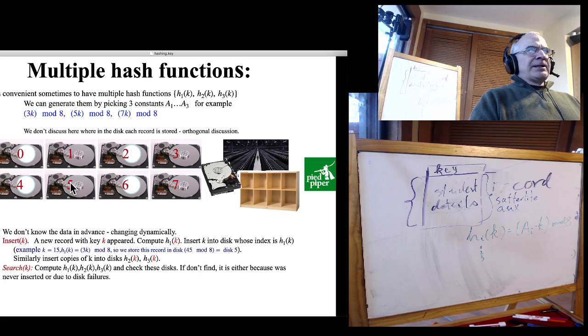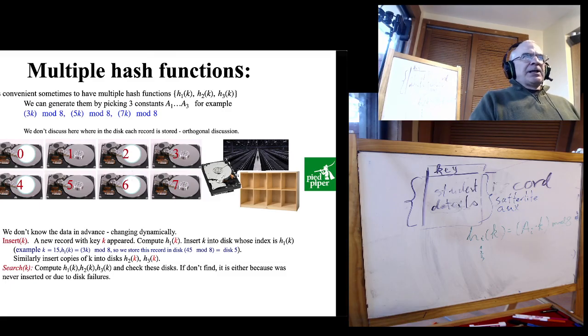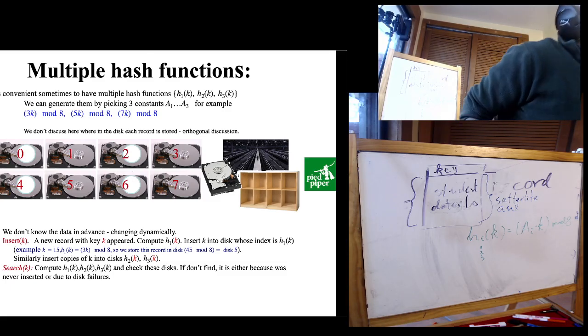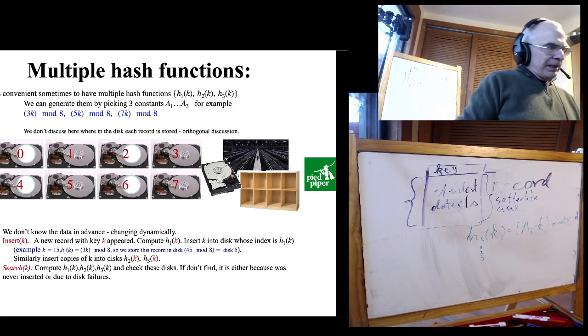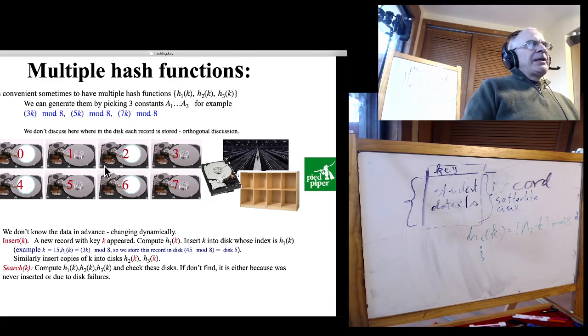If I don't find it, maybe it was never stored, or maybe the disk itself crashed in the meantime, I don't know. If I don't find it here, then my next attempt to find this key will be in disk h2 of k. If I don't find it there, I'll try h3 of k. If I don't find it there, then I'll say maybe it was such a critical crash that deleted it completely, or maybe k never existed in my data structure.